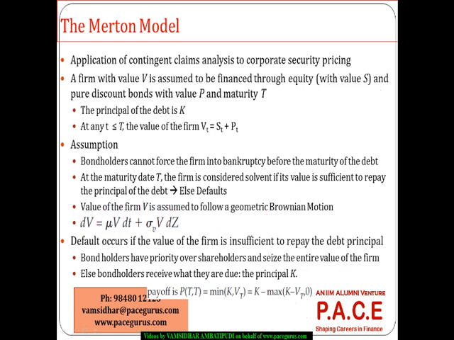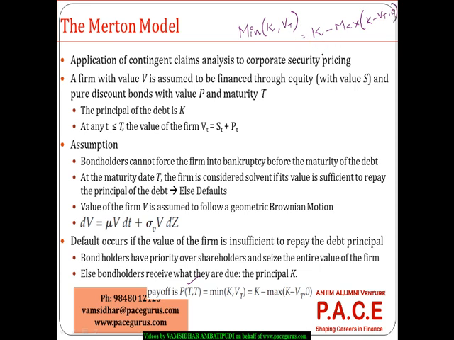So if I am looking at the payoff for the bondholder, it would be the minimum of either K or VT, whichever is smaller. So they would be receiving one of these two, or I can very well write this as K minus the maximum of K minus VT comma 0.